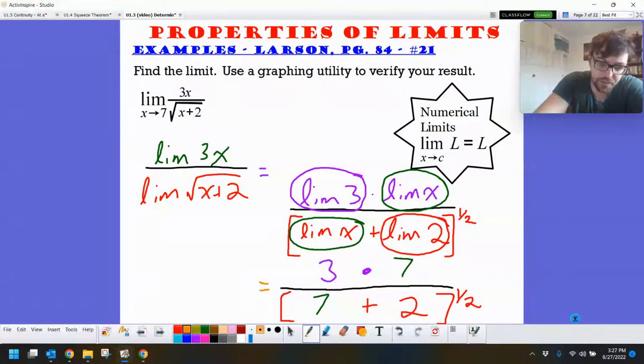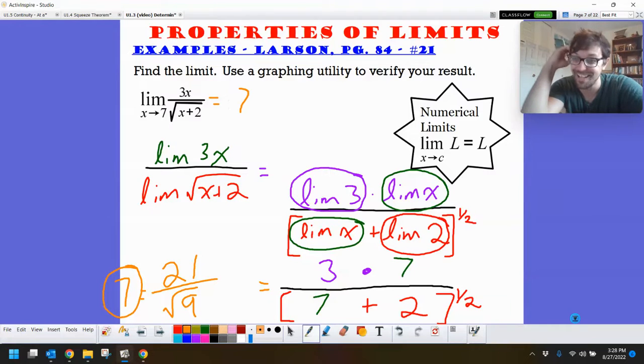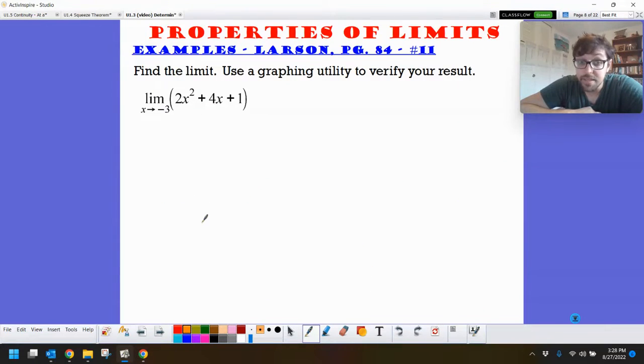Okay, so this is 21 over 7 plus 2 is 9, and that's being square rooted. So that's 21 over 3, so that's just going to be 7 as our final answer. This limit, oh really? It's just 7? Oh man! As we head towards 7, it's 7. Well, that was lucky. That was not where it was supposed to. That was just lucky.